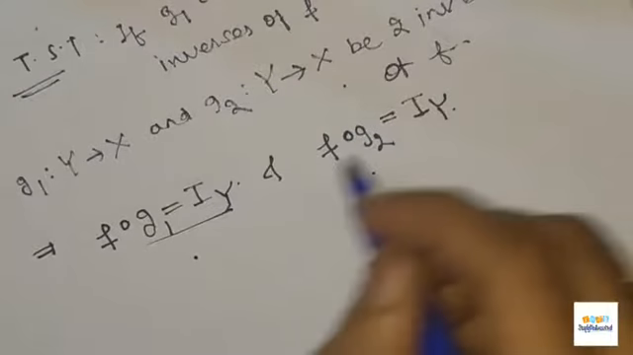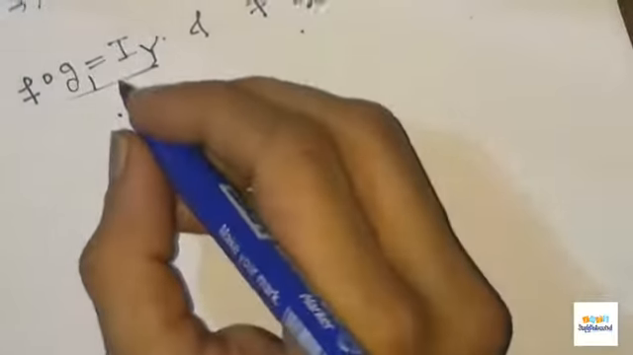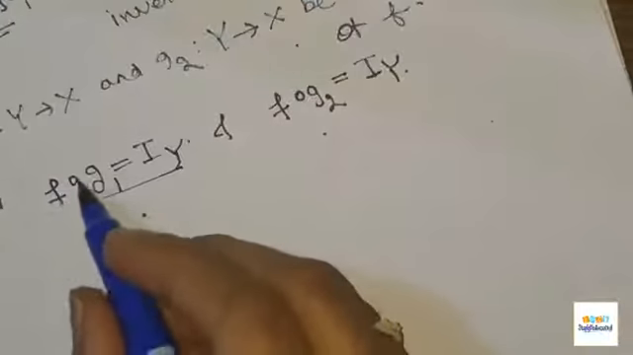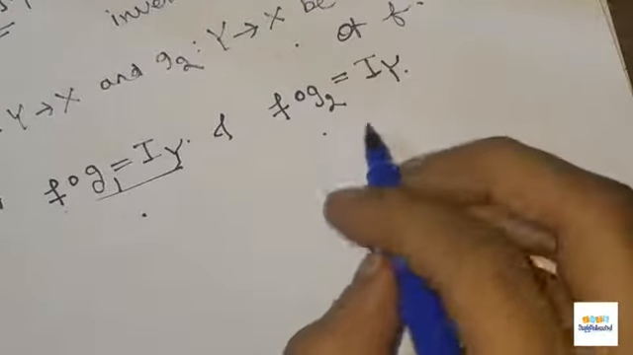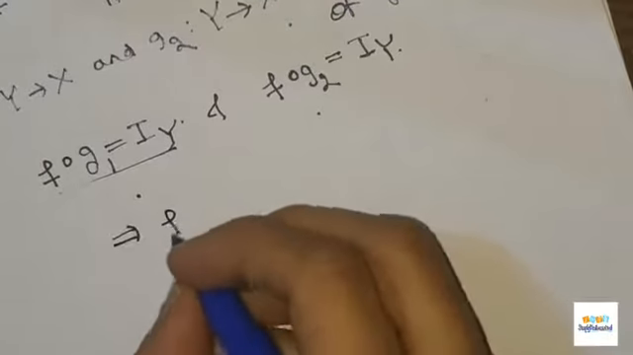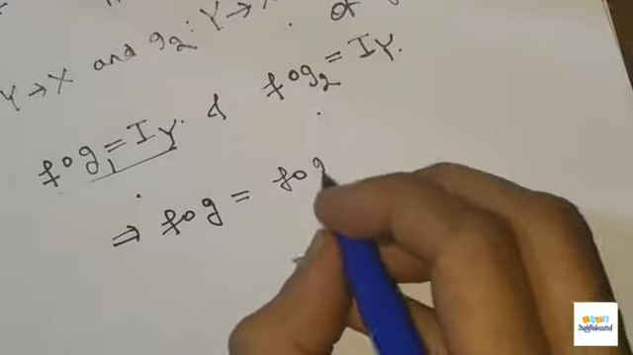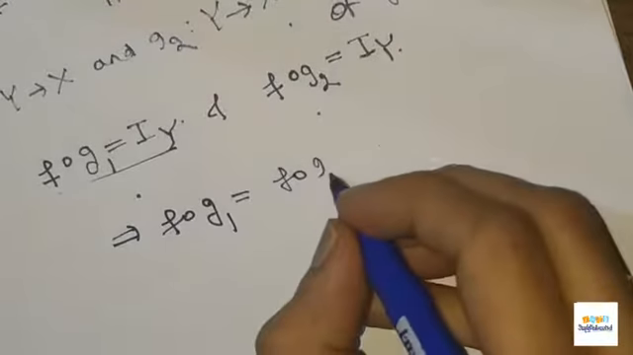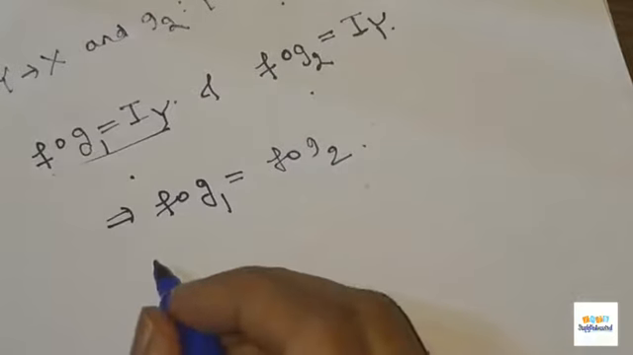Okay, that is why I am not writing it. Okay, so now what you get is, since f composition g1 is equal to I suffix y and f composition g2 is also equal to I suffix y, that means what? That means f composition g will be equal to f composition g1 will be equal to f composition g2. Okay, now what is the meaning of this?